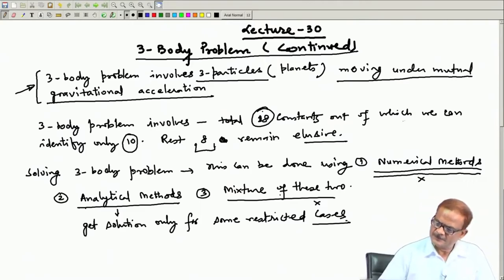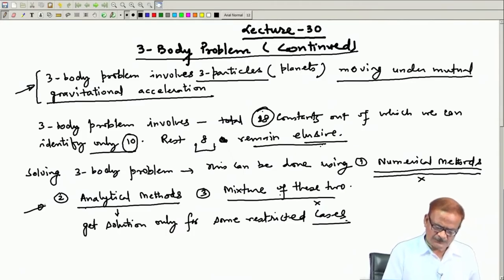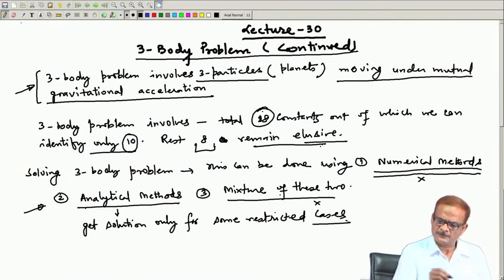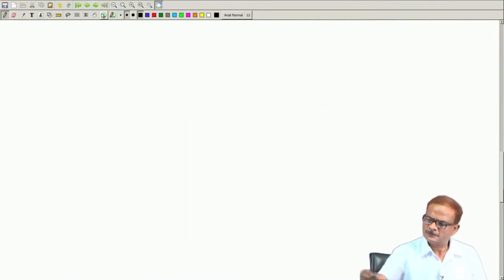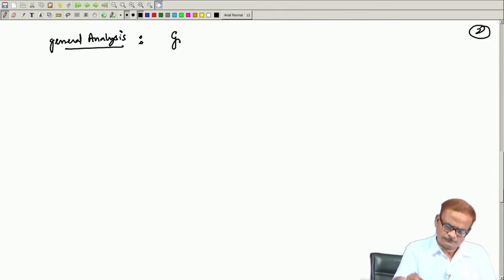So, as we have written, this involves 18 constants, out of which we can identify only 10, and the rest 8 remain elusive. That means we cannot get a closed form solution for the three body problem. Now, the issue is to get the analytical solutions, but before that we have to pass through a number of stages, understanding various things, and thereafter we will come to the analytical stage. General analysis is nothing but we want to get a closed form solution, but obviously it is not possible. So, I am just writing a definition here at this point.